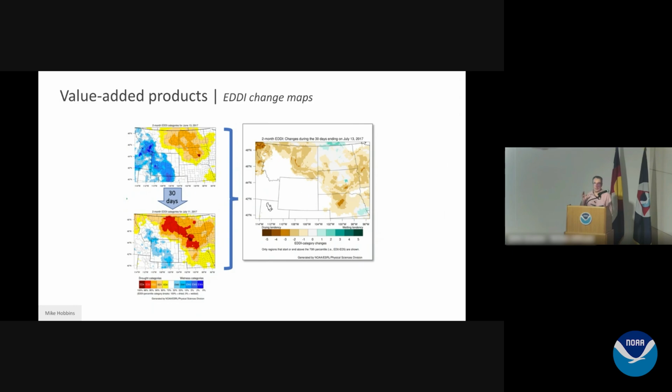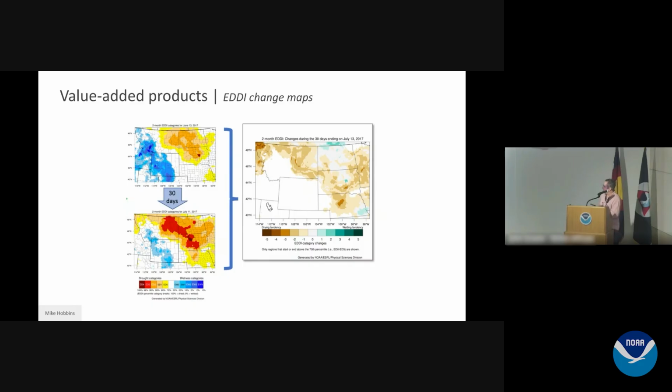These are the two main products we produced as a result of this latest funding round. The first was requested by users. They wanted to see, well, how much does EDDI change? Give me an instantaneous snapshot of the trends in EDDI. How much is it changing? So what you see here is very simple. I don't know if you can read that.